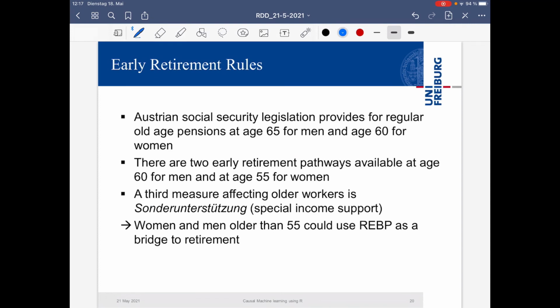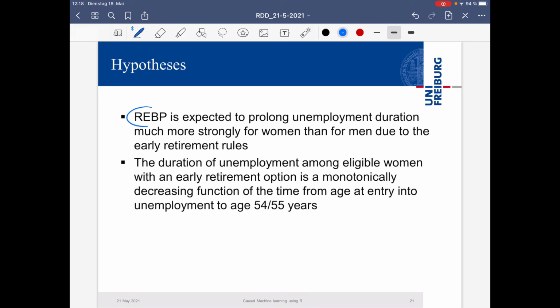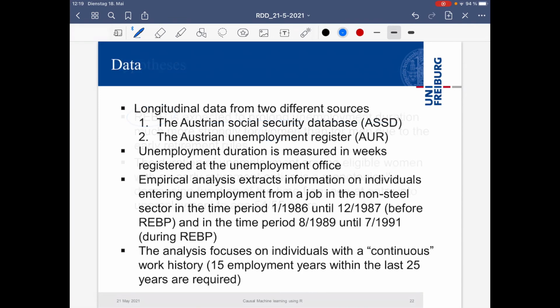A relevant institutional feature is that there are early retirement schemes that differentiate between men, who can get access to that early retirement scheme at age 60, and women, who can get it 5 years earlier. Due to that fact, REBP is expected to prolong unemployment duration much more strongly for women than for men, due to these early retirement rules. So the researcher has good, rich, longitudinal data from different sources. I don't want to go through that, but overall it is good data.